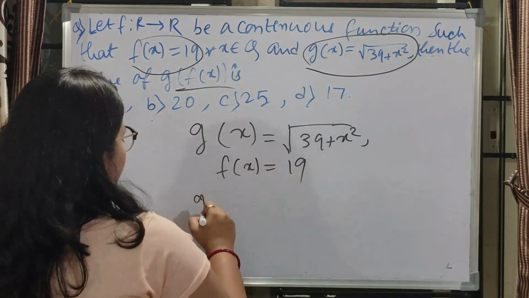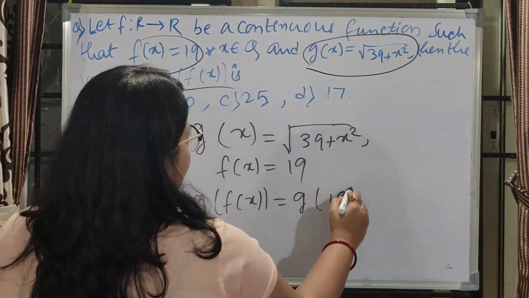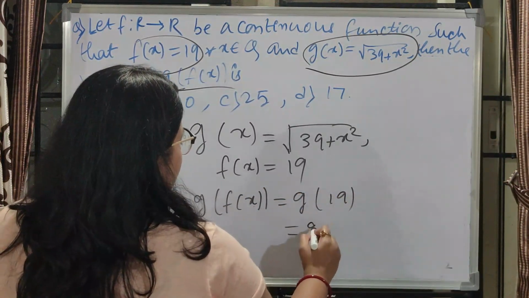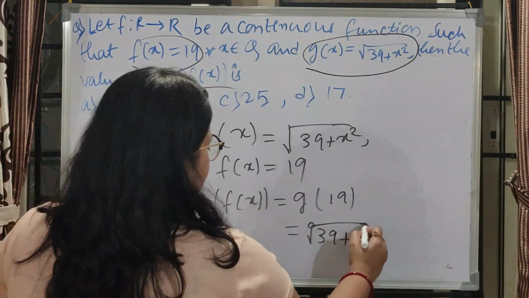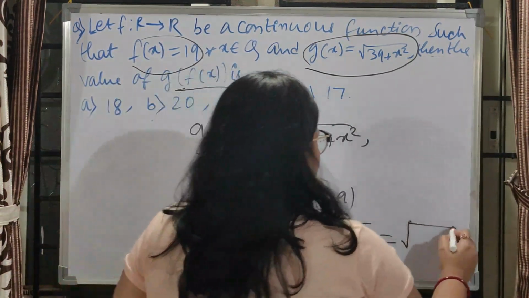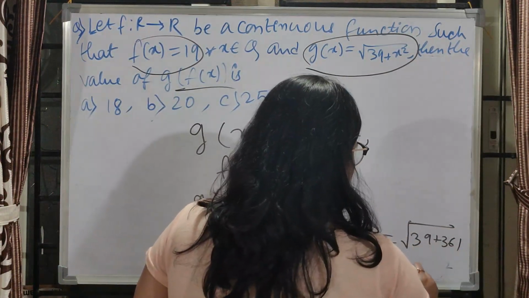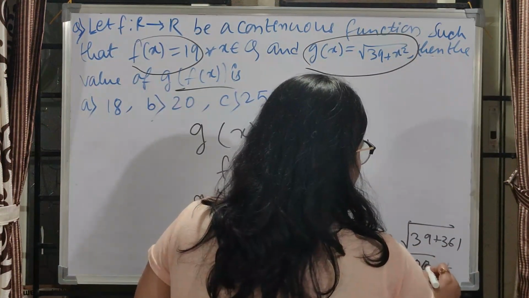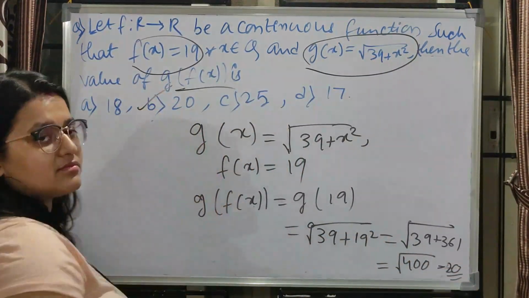So this is given: g of f of x. This means g of 19. So square root of 39 plus 19 whole square. This will become 361. 19 square is 361, so square root of 400. So the answer is 20. So your option D.